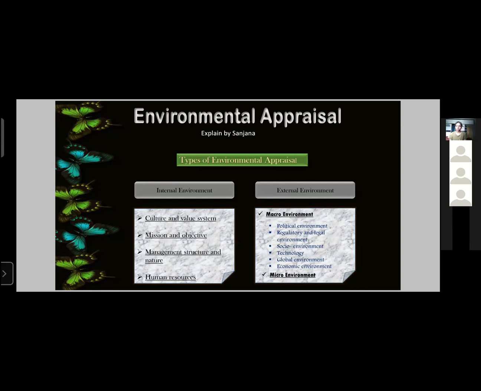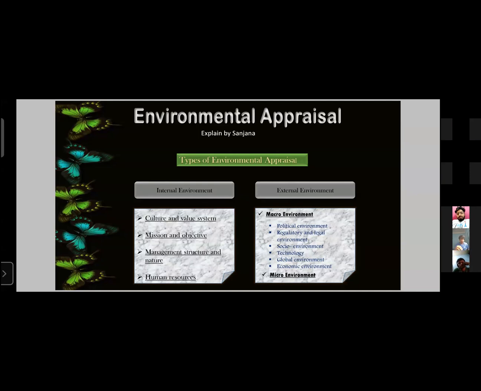Cultures and value system. The value system of the founder of the organization has a lasting impact. Value system not only influences the working of the people, but also the choice of the business. Mission and objective. The mission and objective guide the priorities, direction of development, business philosophy, and the business policy. Management structure and nature. A structure is concerned with the hierarchical relationship and relationship between different structures, like the top management.